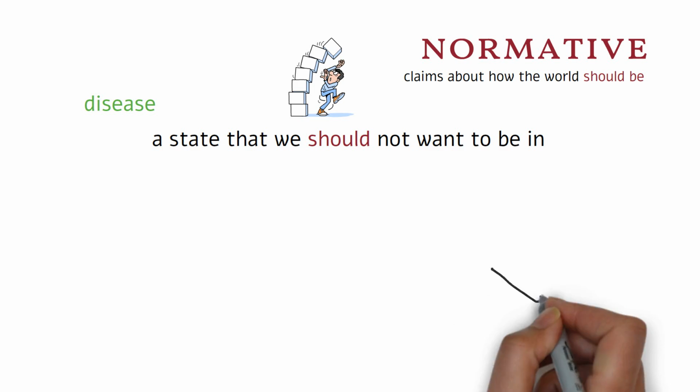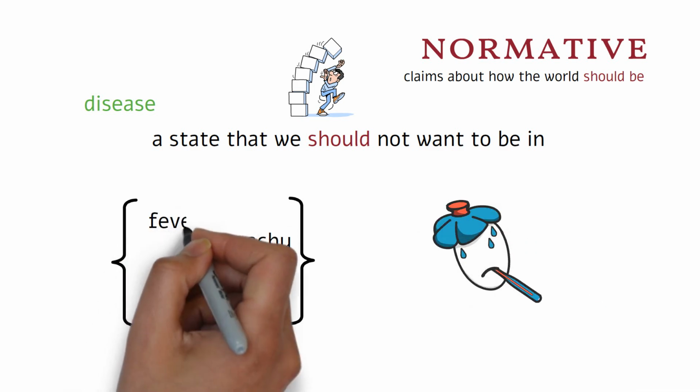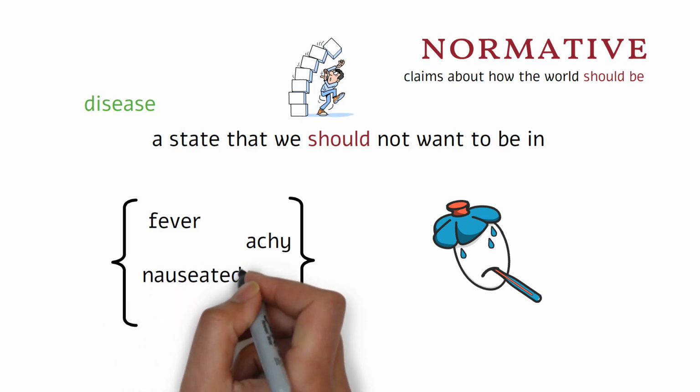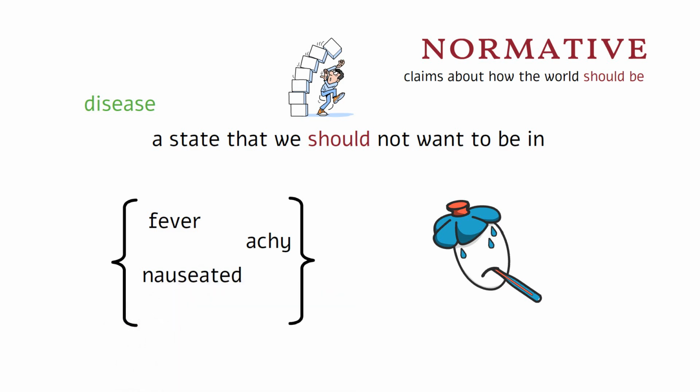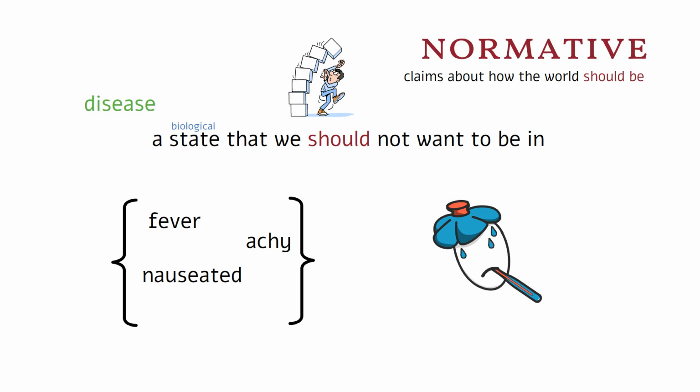Take, for example, having the generic set of illnesses that we call the flu. We feel achy, we have a fever, we feel nauseated. These are bad states to be in. By definition, if these states are bad, we want not to be in them. And so, we call those biological states we don't want to be in disease.